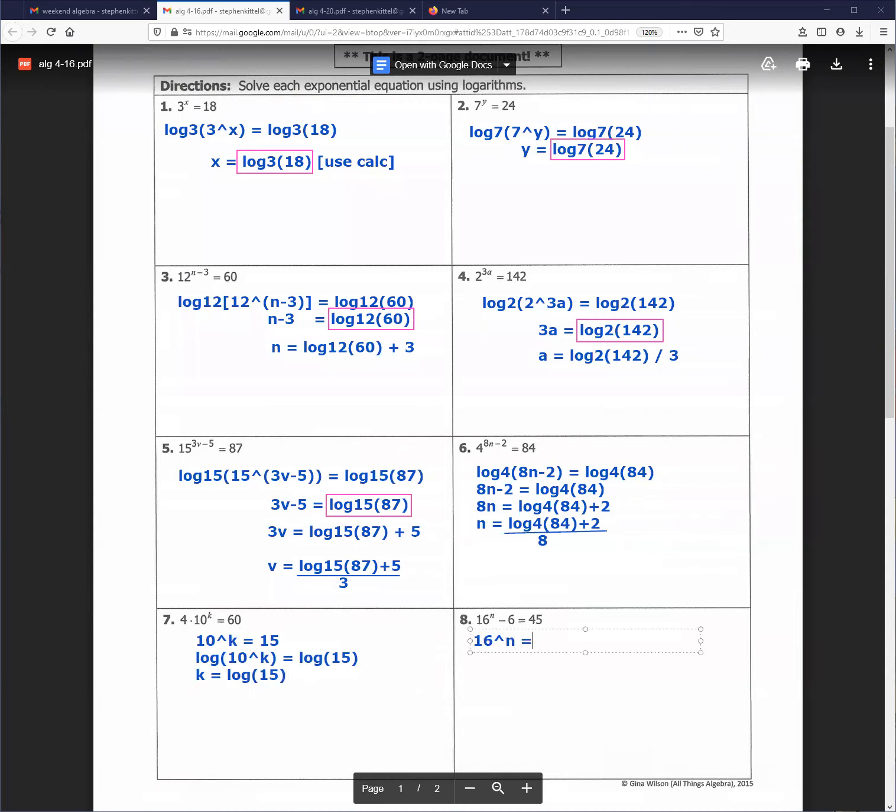16 to the n is equal to 51. Log 16 of 16 to the n is equal to log 16 of 51. So that is just what n equals.